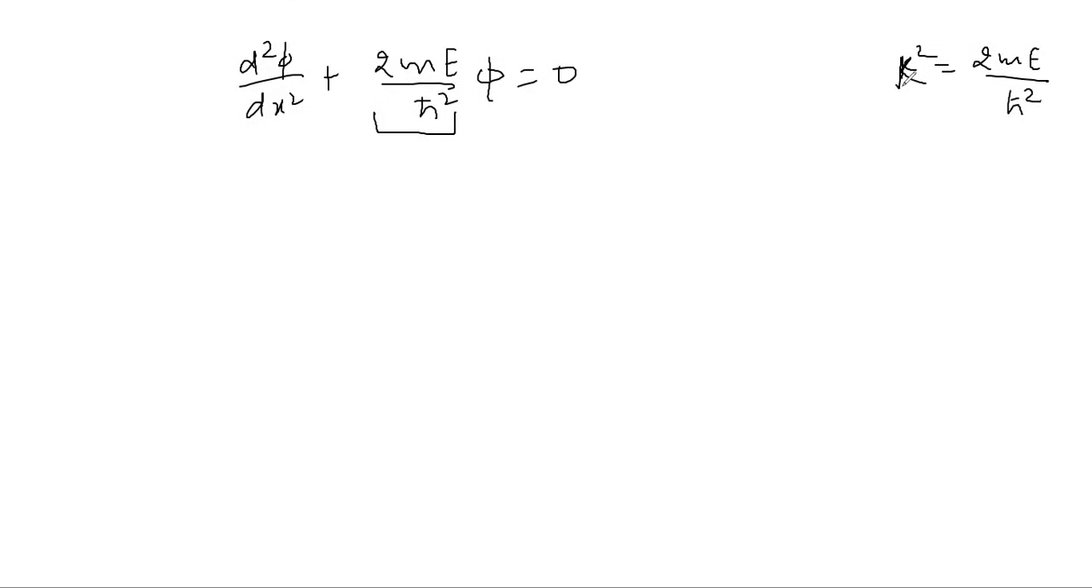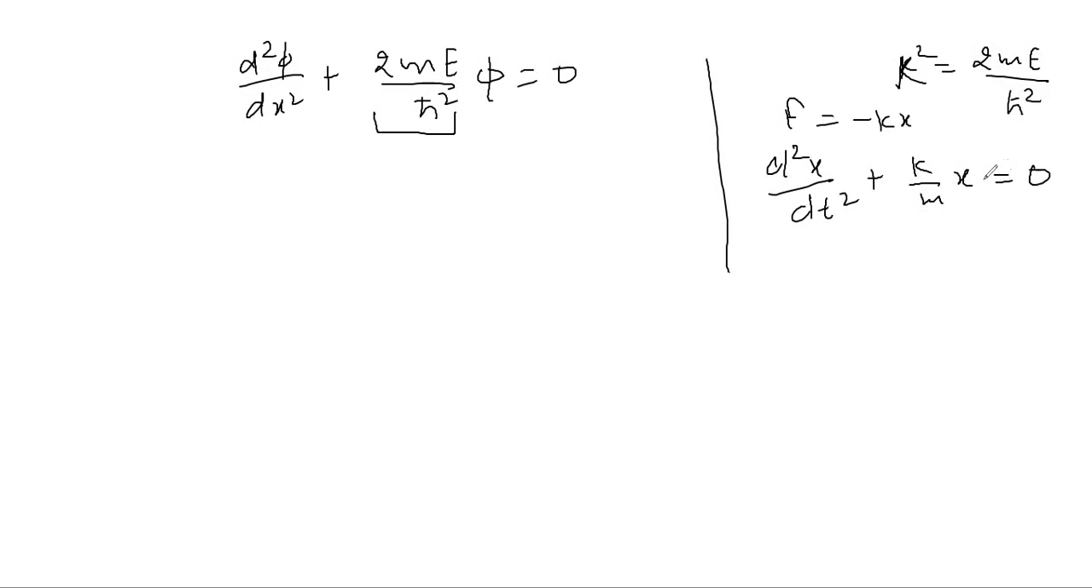So many times this term is defined as k square also. You can do that if you want to. I think in many books this is defined as k square. If you remember from the very first unit, we said f is equal to minus kx in your simple harmonic motion. And from here you get d2x over dt2 plus k over m x is equal to 0, which you had written here as omega square.